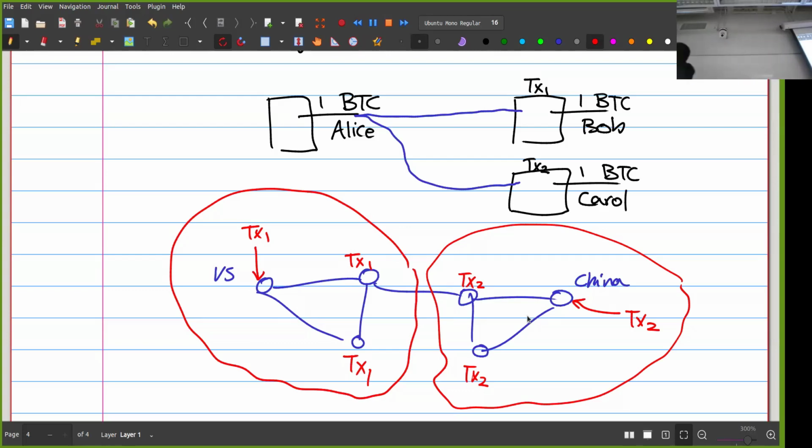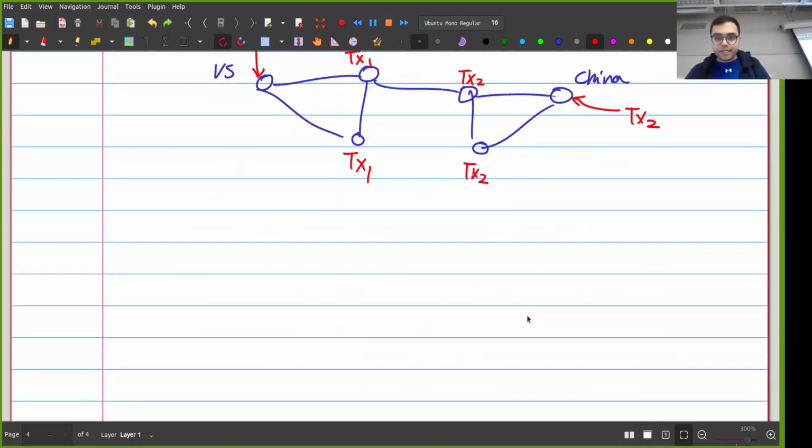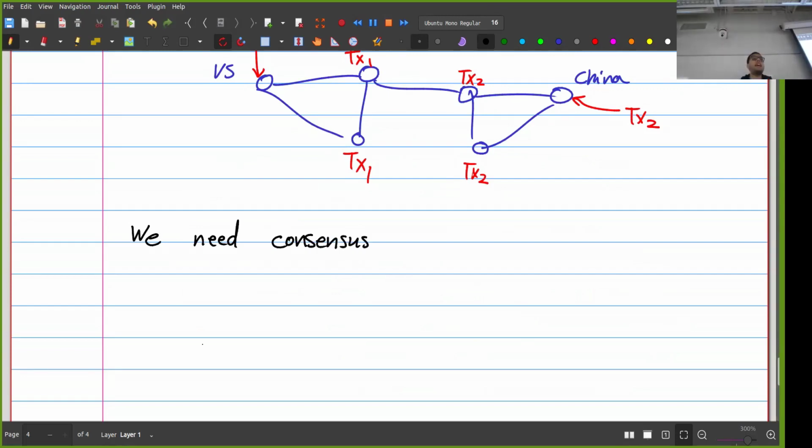And it gets worse. Every transaction is going to double the number of disagreements that we have. And it's just going to get to a point where every node has a completely different view of who owns what. Okay. So what do we need? We need consensus. And by consensus, I mean that everyone on the network should reach an agreement on the history of transactions. Everyone should have the same view of what transactions have happened in the past.